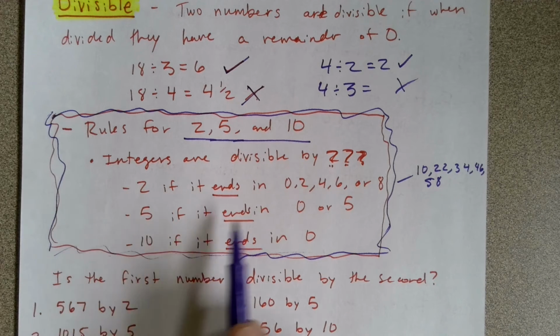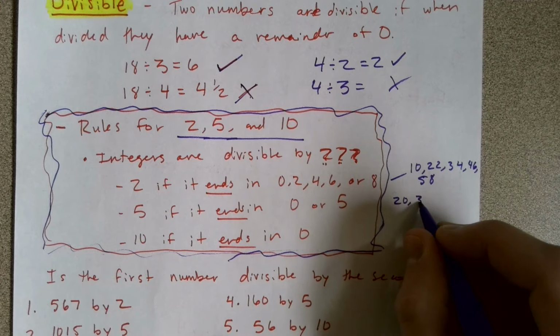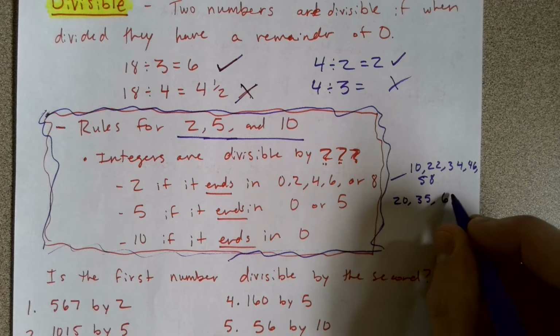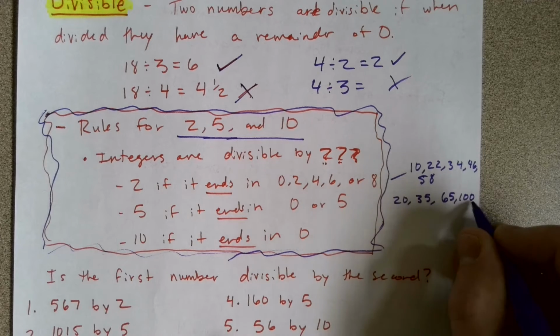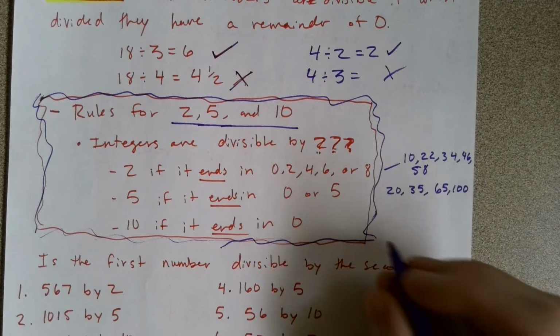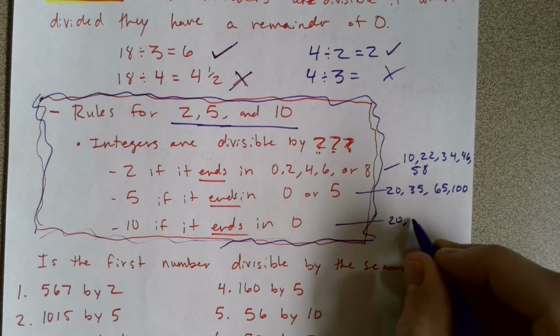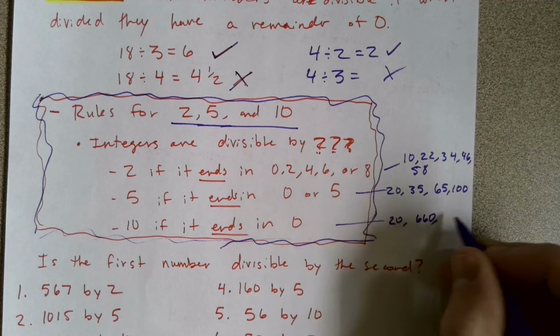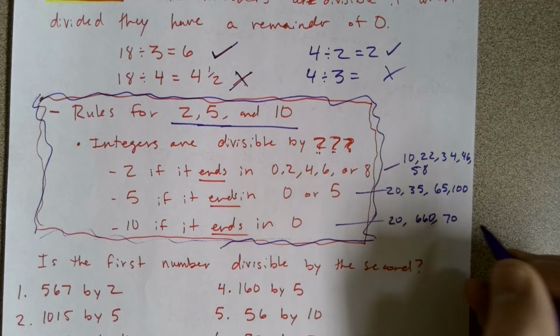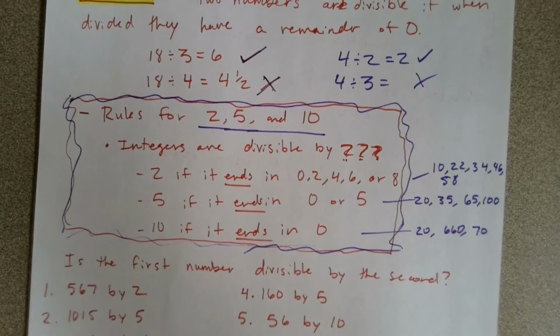It is divisible by 5 if it ends in a 0 or a 5. So we got examples like 20, 35, 65, 100. If that last number is a 5 or a 0, then it's divisible by 5. Things you already knew. And it is divisible by 10 if it ends in a 0. So examples of that would be 20, 660, 70. They end in 0, they're divisible by 10. Easy peasy. Those are our rules. They're pretty simple for those ones.